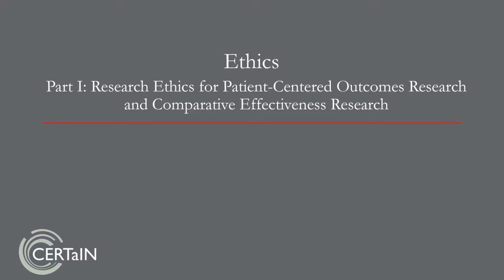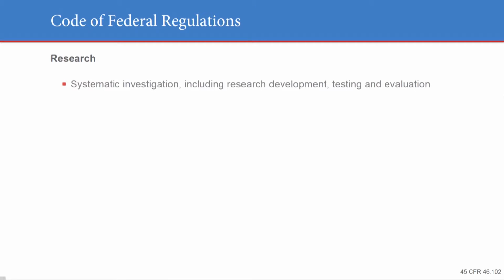In Part 1, we will discuss the research ethics for patient-centered outcomes research and comparative effectiveness research. We will start by going over a few definitions. According to the Code of Federal Regulations, research is defined as the systematic investigation, including the research development, testing, and evaluation, and it's been designed to develop or contribute to generalizable knowledge.